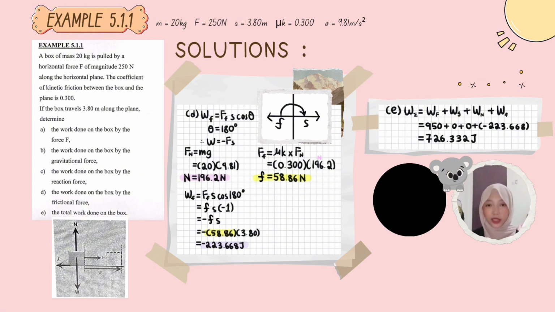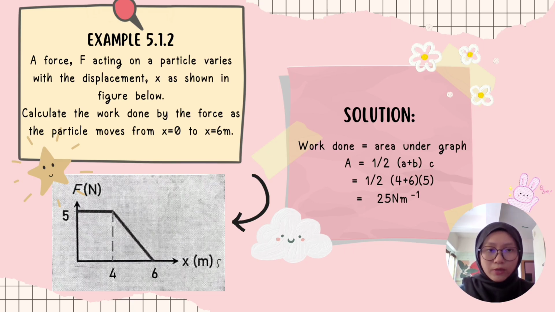Question E. The total work done on the box. The formula of W net is WF1 plus WF2 plus Wn plus W frictional force plus Ww. What we have found is WF plus Wg plus Wn plus W frictional force. So it is equal to 950 plus 0 plus 0 plus negative 223.668, and the answer will be 726.332 joule.